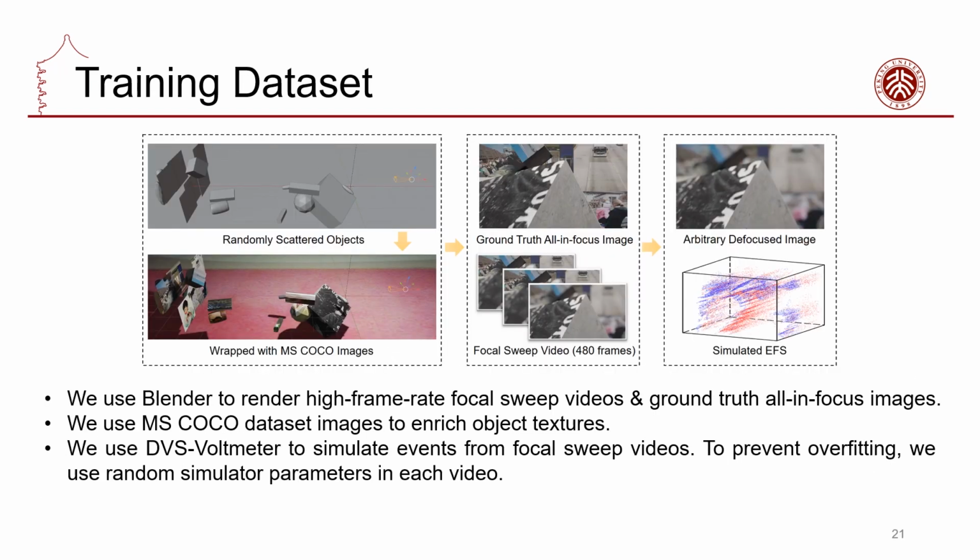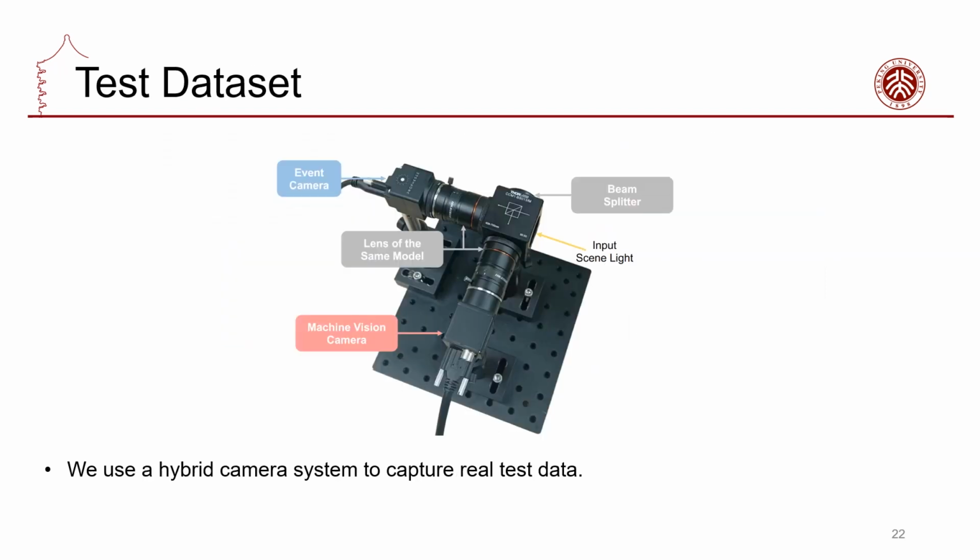The neural network models, Event RefocusNet and Event MergeNet, used in the method are trained with synthetic data. Using Blender, we create scenes with random shapes and use random MS COCO dataset images for textures. We render high frame rate focal sweep videos with a large aperture and the all-in-focus ground truth with a small aperture. We use the DVS-Voltmeter to simulate events from the focal sweep video, and we set the simulator parameters randomly to avoid model overfitting. Our test dataset is captured with a hybrid camera system.